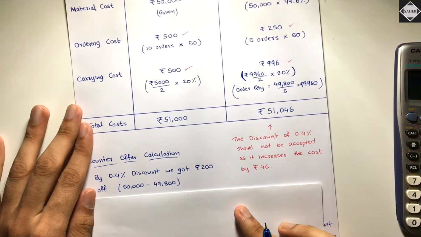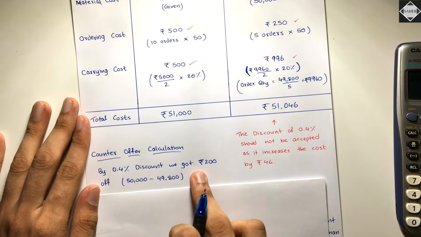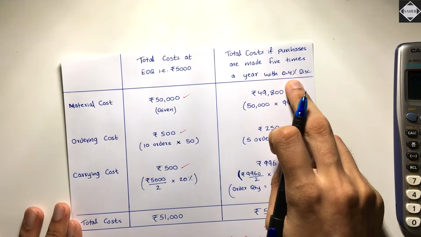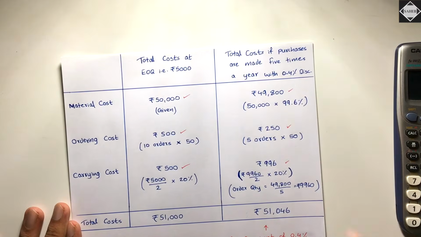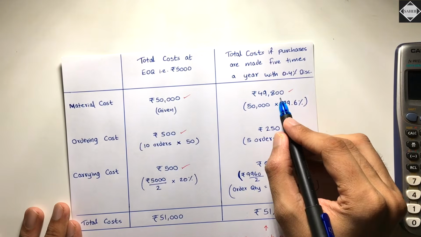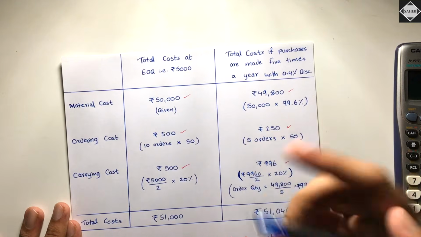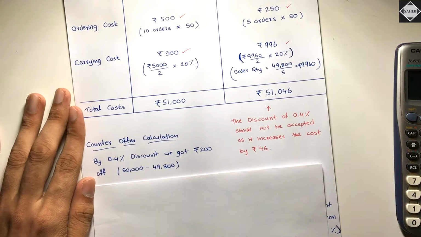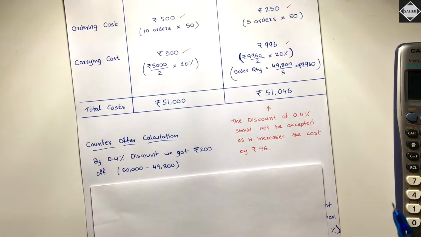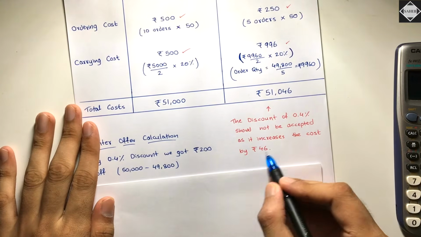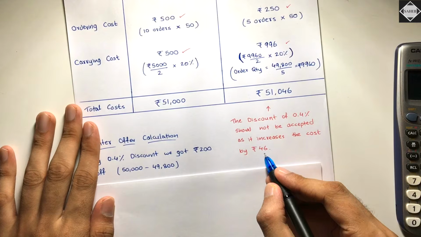It's really simple. See here, by 0.4% discount, we got 200 rupees off, isn't it? 50,000 into 99.6% we got 49,800. What's the difference between these two? 200 rupees. 200 rupees discount we got by this rate, by 0.4% rate. So now we have to calculate how much additional rate we need so that we can get this 46 rupees off.